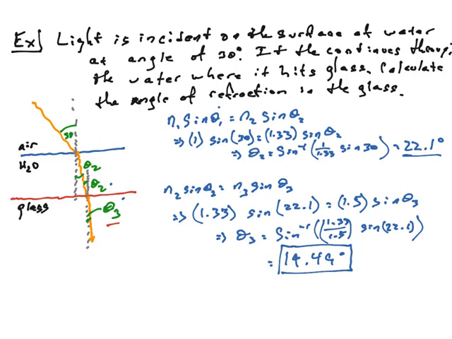Now, what's the shortcut? The shortcut is, look at what I did. I said n1 sine theta 1 is n2 sine theta 2. And then I did a whole bunch of work to calculate this theta 2 because then I needed to say n2 sine theta 2 is n3 sine theta 3.